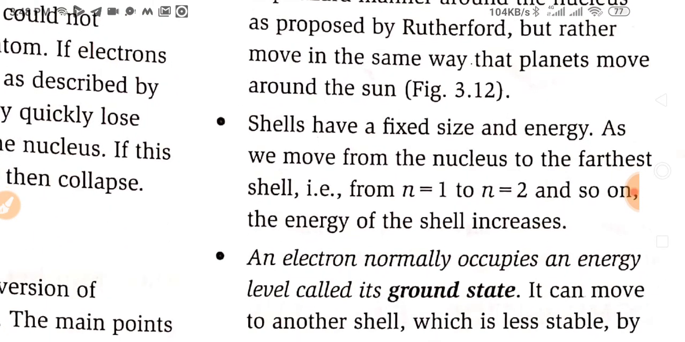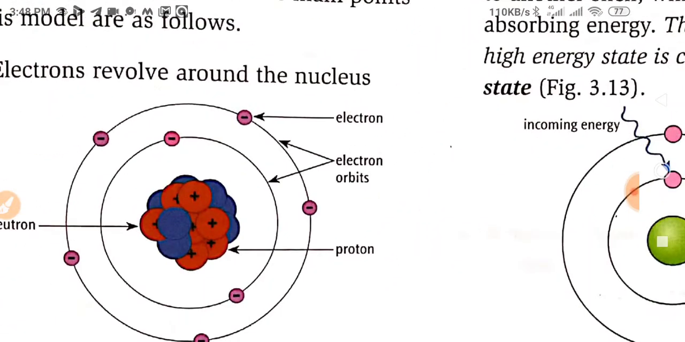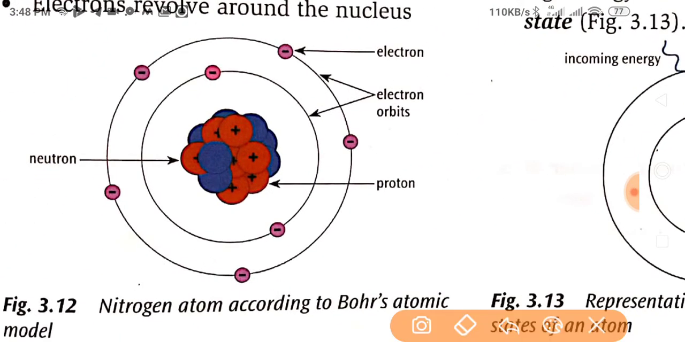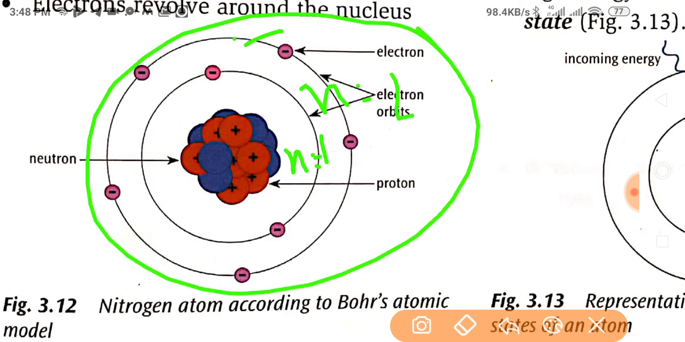Shells have a fixed size and energy. As we move from the nucleus to the farthest shell, from n equal to 1 to n equal to 2 and so on, the energy of the shell increases. So you can see these are the shells. If this is n equal to 1, then the second shell is n equal to 2. Suppose there is one more shell, so here n is equal to 3, and so on.